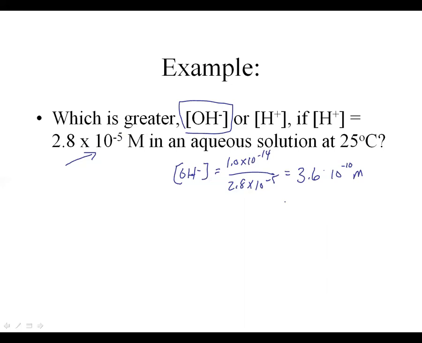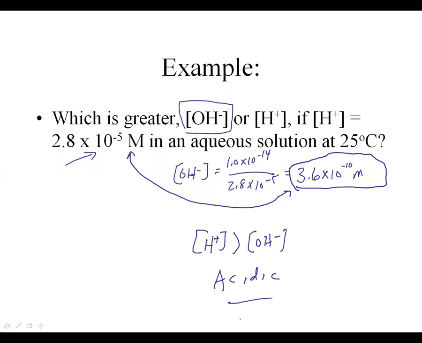So if we compare our H plus concentration to our OH minus concentration, what we will see again is the H plus has a larger number, even though it's a smaller exponent, because it's negative. So in this case, the H plus concentration is larger than the OH minus, and that means this solution should be acidic. Any questions on how to use KW to figure out the H plus or OH minus concentration?